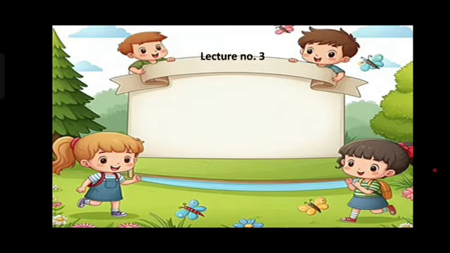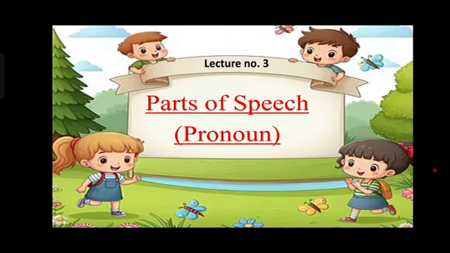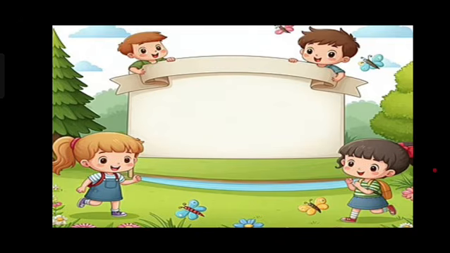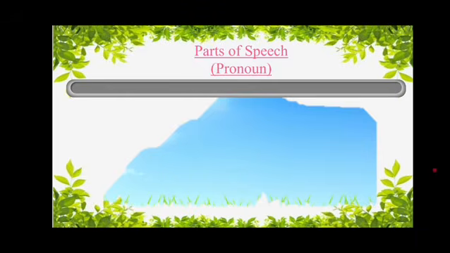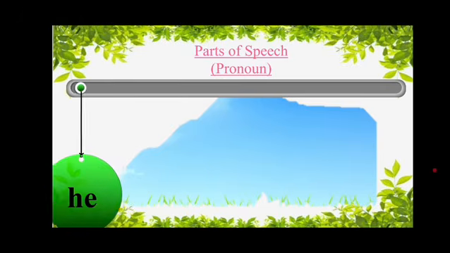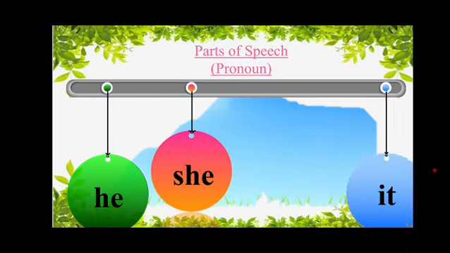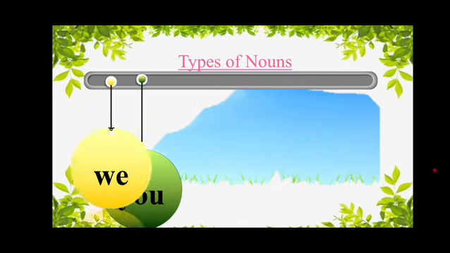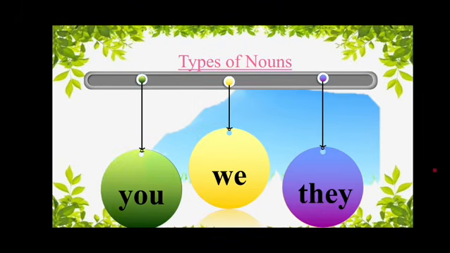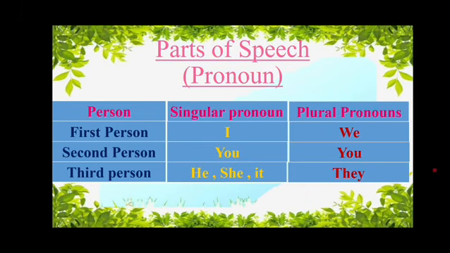In lecture number 3, we will learn parts of speech: pronoun. Do you know what is pronoun? A pronoun is a word used in place of a noun in a sentence. There are 7 pronouns: he, she, it, I, you, we, and they. Now, before studying pronoun in detail, first we will learn how the person is categorized.